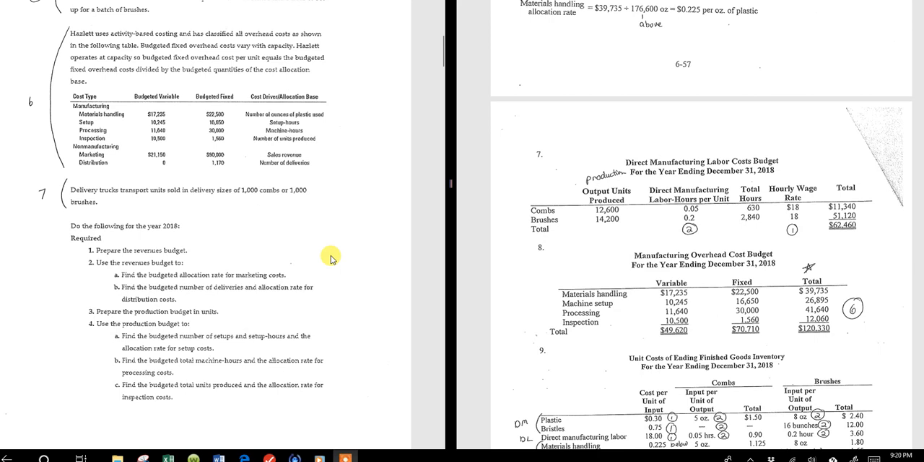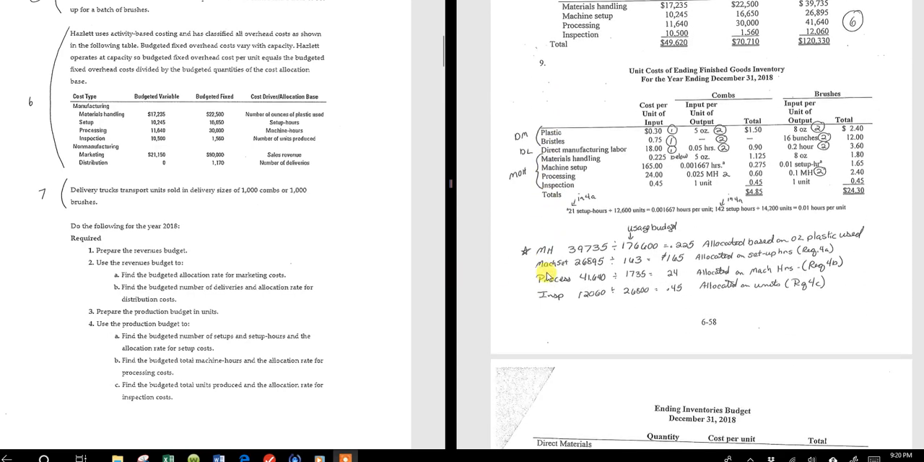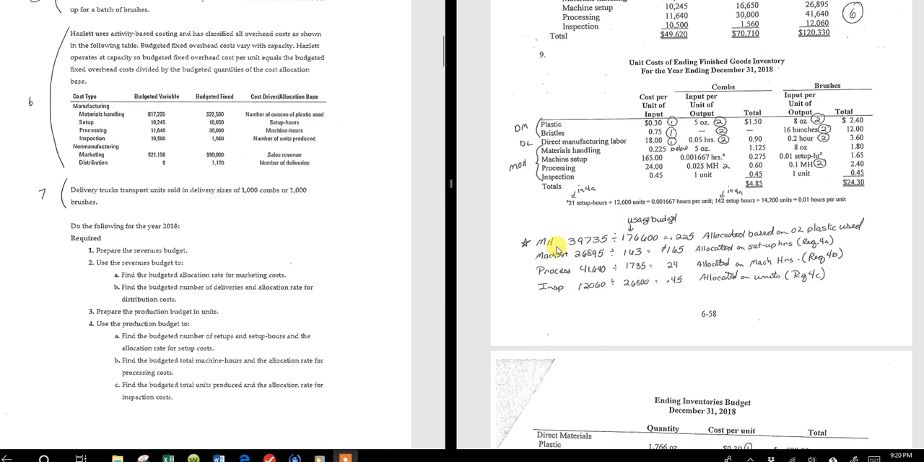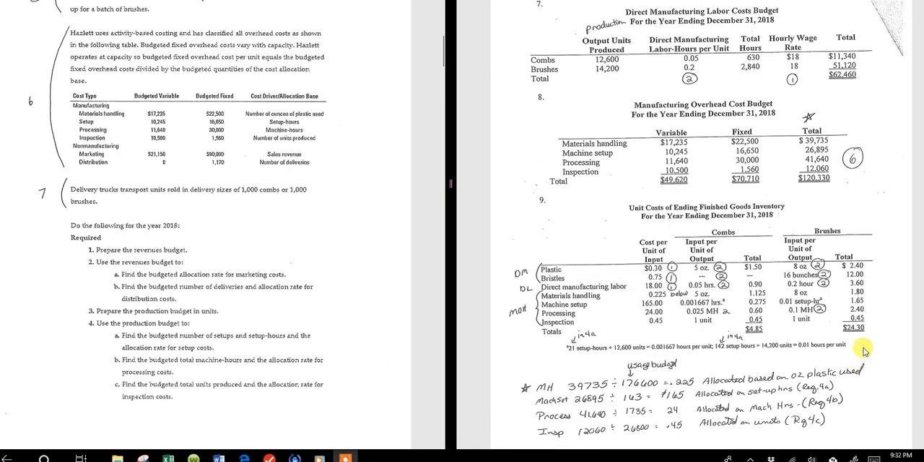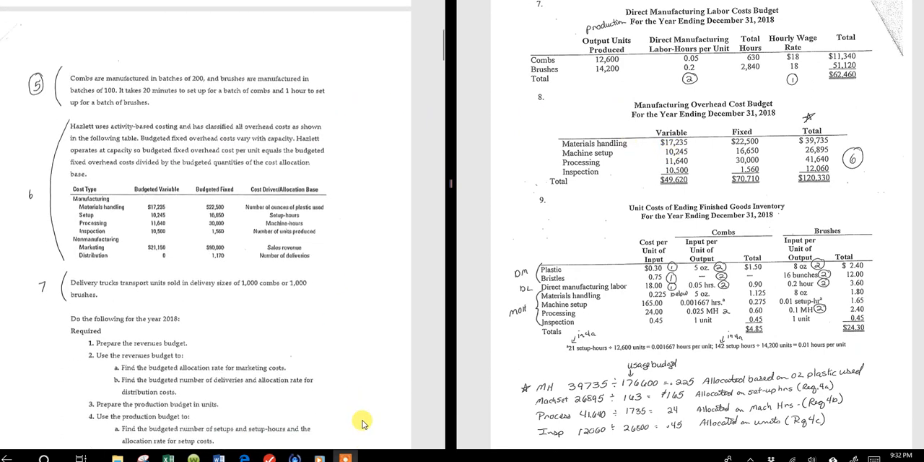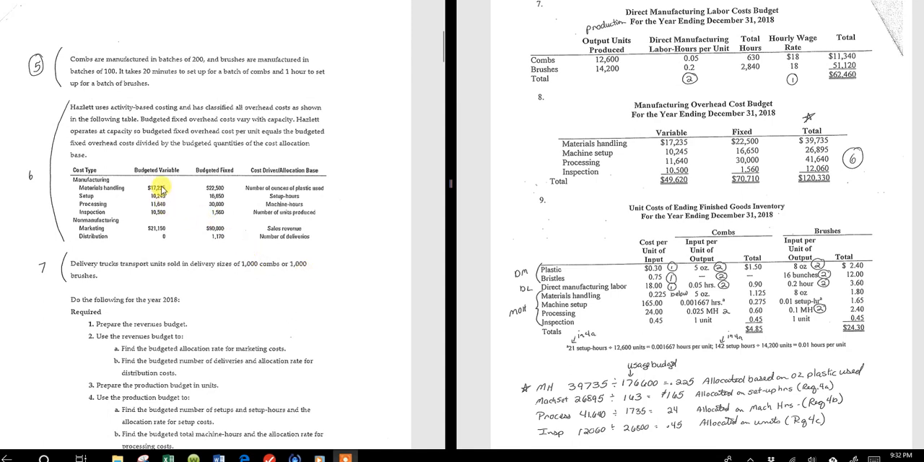All right, so now I have my overhead cost budget, and remember, we figured out all of those allocation rates that I hope you wrote out, but materials handling is allocated based on plastic used, so that was 0.225. So we're going to go to the overhead budget, and you can see that they just took these numbers, 17, straight from over here. So again, hopefully you have this in front of you because these numbers are a little bit small. But all of these are for overhead, and all of these are fixed, so they're just coming straight from there.